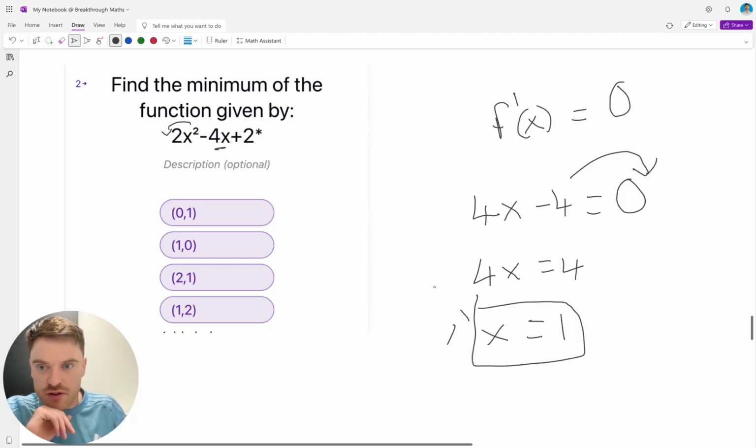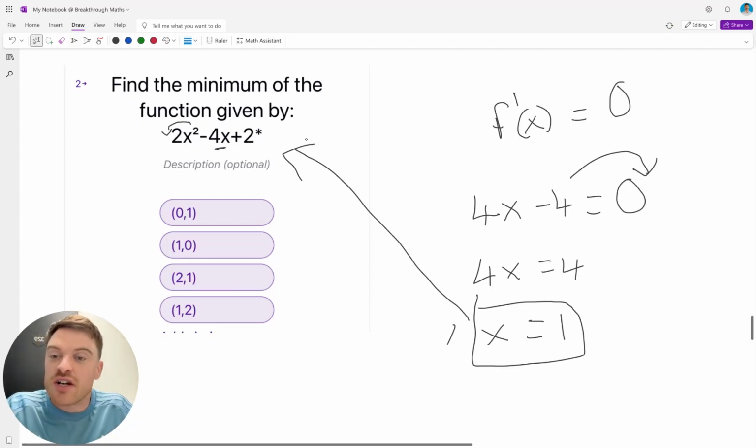Sub that back into the original, which is up here. Sub in 1, what are you going to get? 2 by x squared is 2, minus 4, plus 2. So it ends up being 2 minus 4 plus 2, which works out perfectly as 0. So your answer is (1, 0).